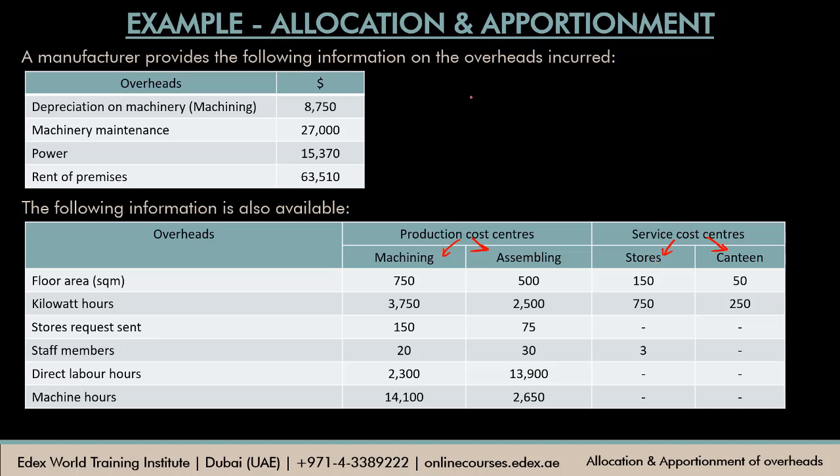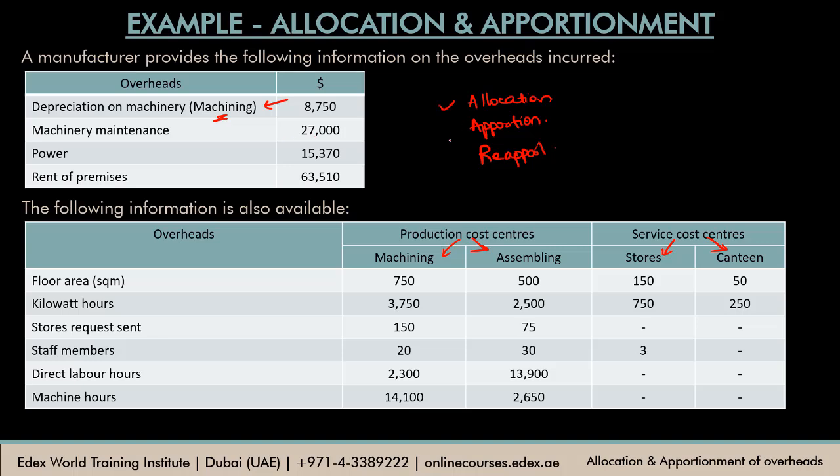Our first step is to do allocation of overheads. Our next step is to do apportionment of overheads. And our third step is to do reapportionment of overheads. Allocation of overheads can be done when you can associate a certain overhead cost with one production cost center directly. So if I look at the first overhead, depreciation on machinery, in brackets they have given us machining. It means that this particular cost is only incurred by the machining department and hence I can directly allocate this cost of 8750 to the machining department.